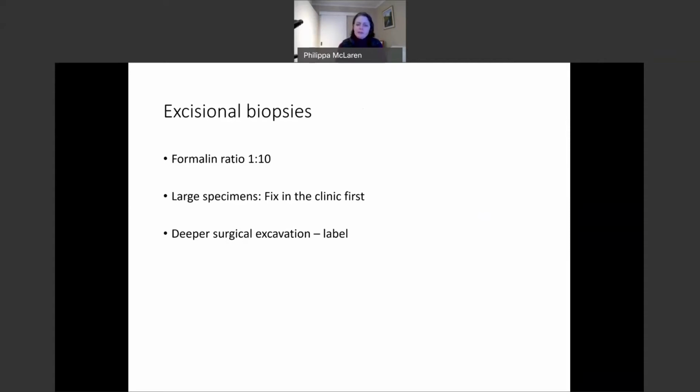If you find yourself at surgery and you take the mass out and then you look at your surgical site and think, I'm just not happy about those margins, I'm going to take a deeper excavation.